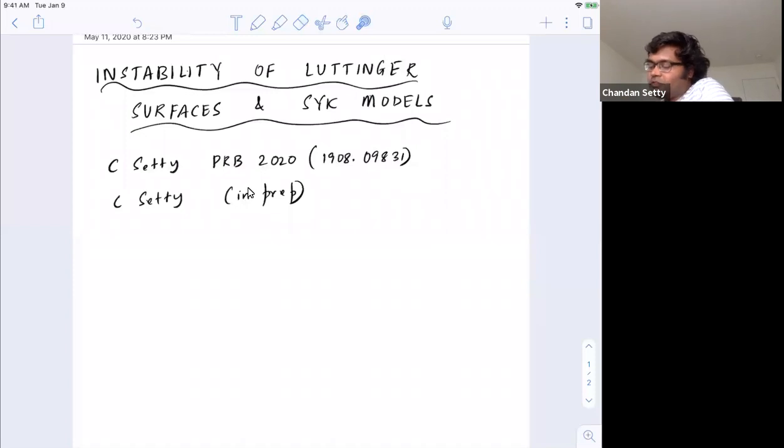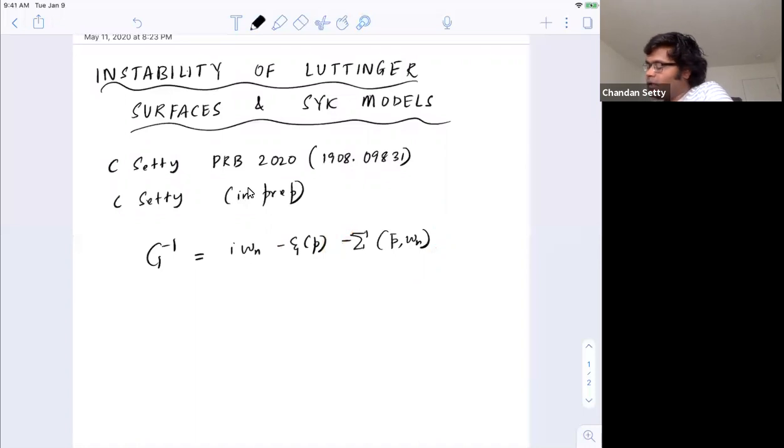first of all, what are Luttinger surfaces? So we are all familiar with the concept of a Fermi surface. A Fermi surface is a contour of poles of the Green's function. So you have some Green's function. It looks like this, where this is some single particle dispersion, and you have some interactions in the problem, and those interactions are captured in the self energy.